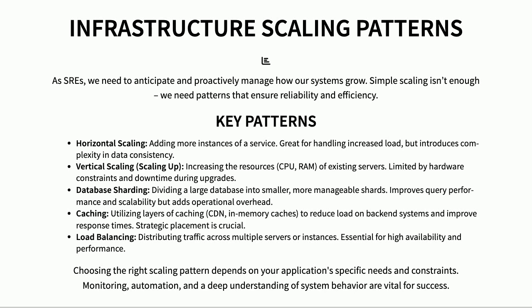Caching plays a huge role too. Think of it as reducing the load on your main systems by storing frequently accessed data in faster places like CDN or memory caches. And finally, load balancing. Distributing traffic across multiple servers is absolutely essential for ensuring high availability and speed.